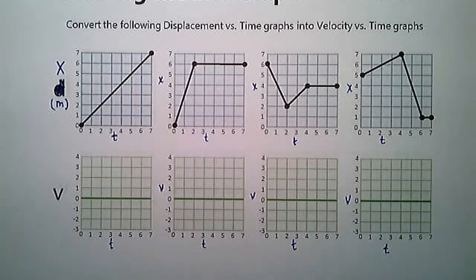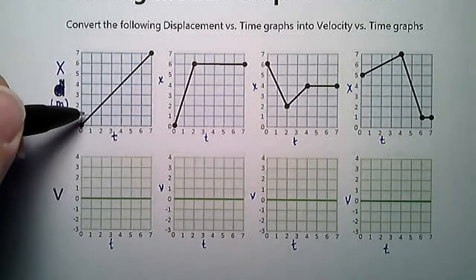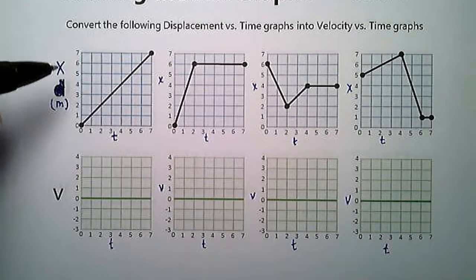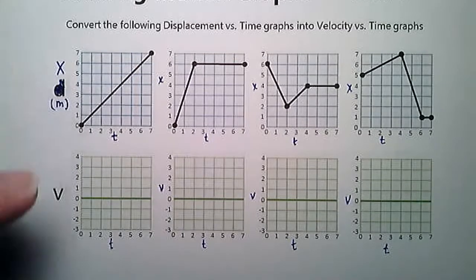So am I moving? Yes, I can see clearly that my position is changing here. My changing position means I have some kind of motion occurring. The question is what kind? And we really only have two types. If you have motion, you're either going to be moving with constant velocity or with acceleration.